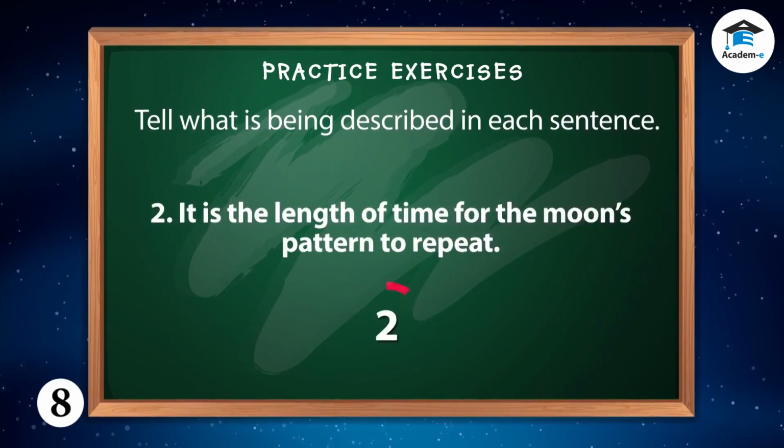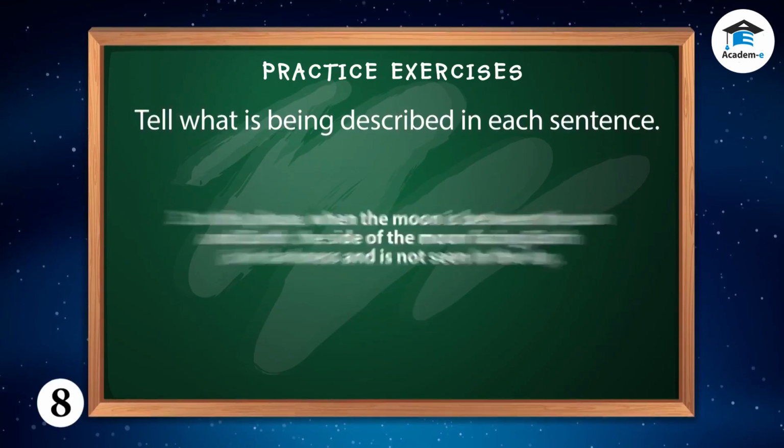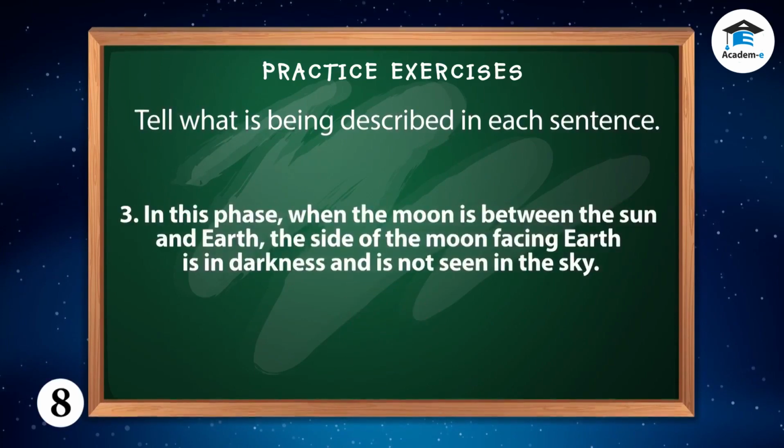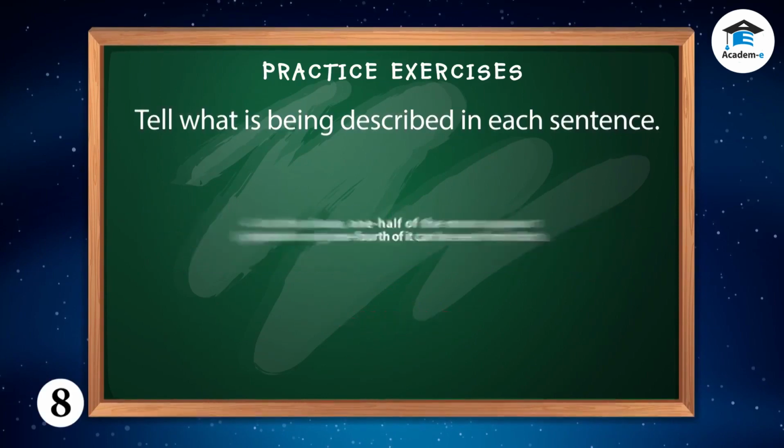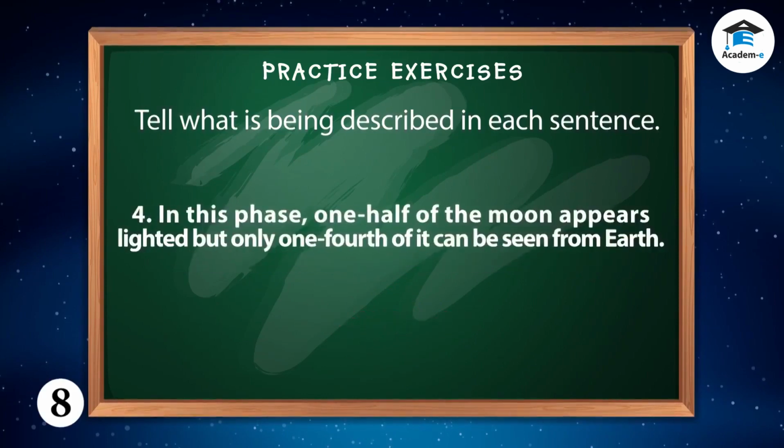Month. In this phase, when the moon is between the sun and earth, the side of the moon facing earth is in darkness and is not seen in the sky. New moon. In this phase, one half of the moon appears lighted, but only 1/4 of it can be seen from earth.